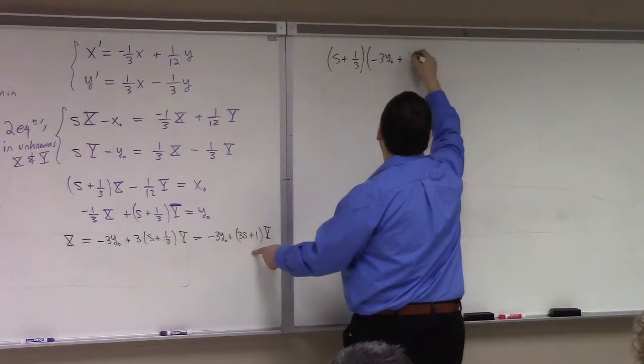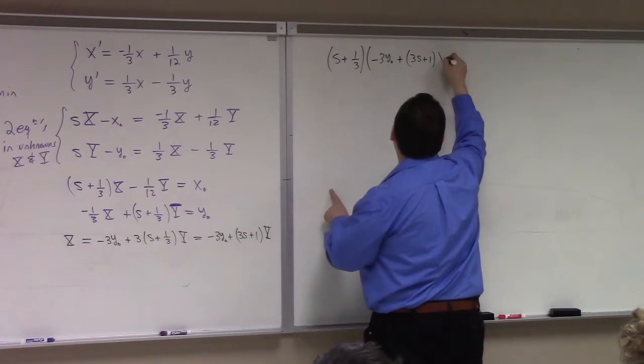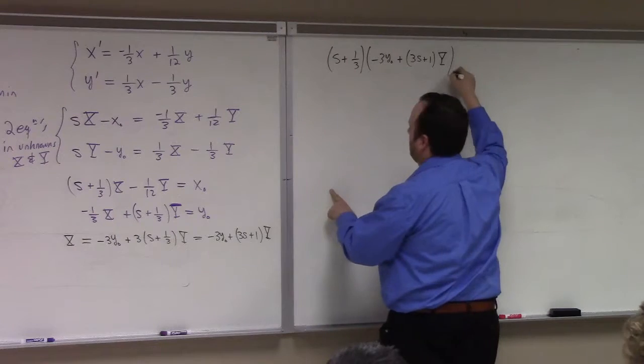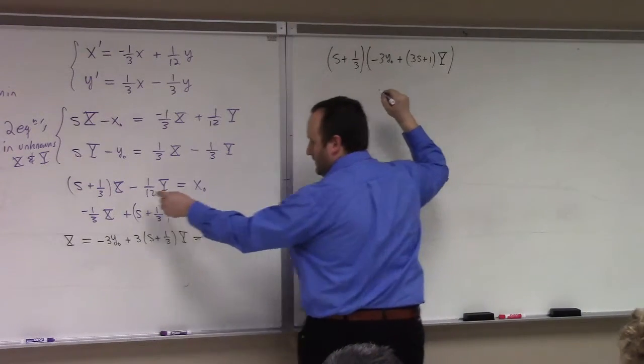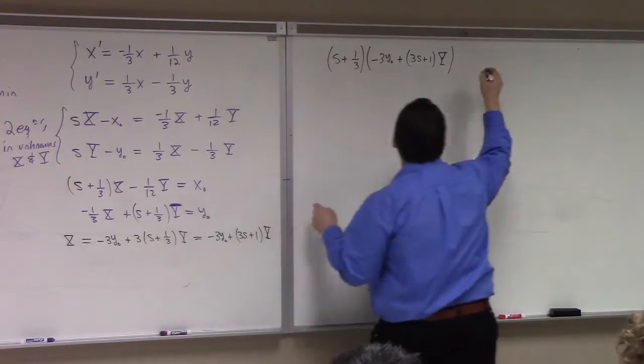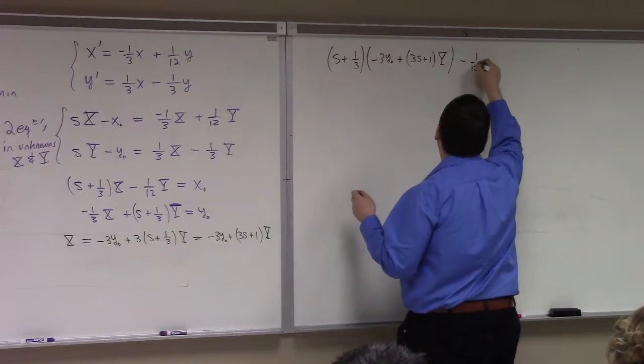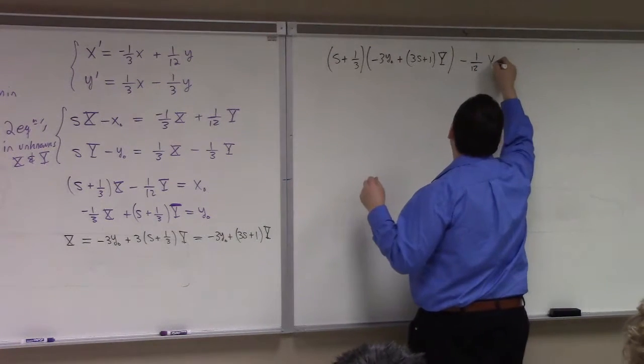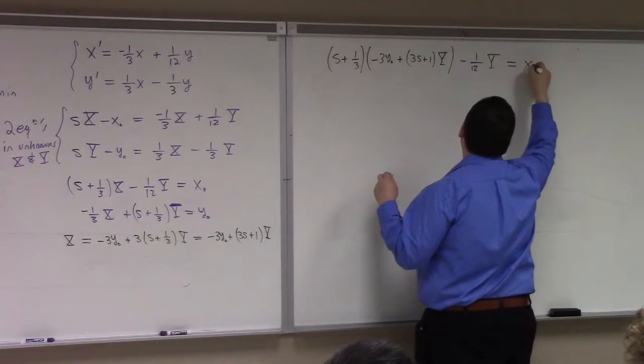3s plus 1 times y. So that's, where was I? This. And then I still have to subtract 1/12, big Y, and set that all equal to x naught.